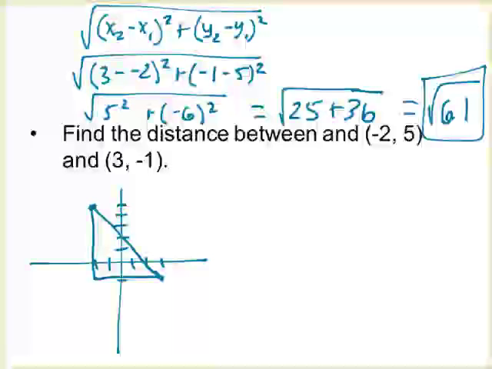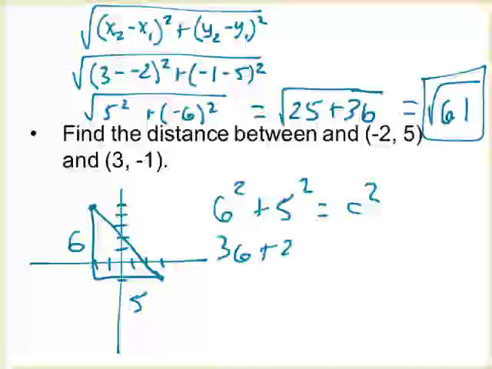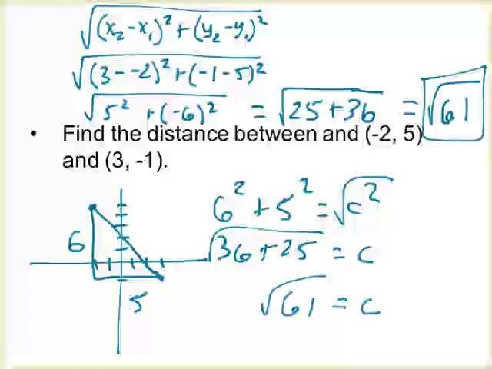Counting out for the vertical, we can count out how many tick marks we've gone. 1, 2, 3, 4, 5, 6 is the height vertically. And we can count out the horizontal length. 1, 2, 3, 4, 5 units horizontally. And then we can just do a Pythagorean theorem on it. So 6 squared plus 5 squared equals c squared, which would give 36 and 25. And to get the c alone, we take a square root. So we end up at exactly the same answer as before.